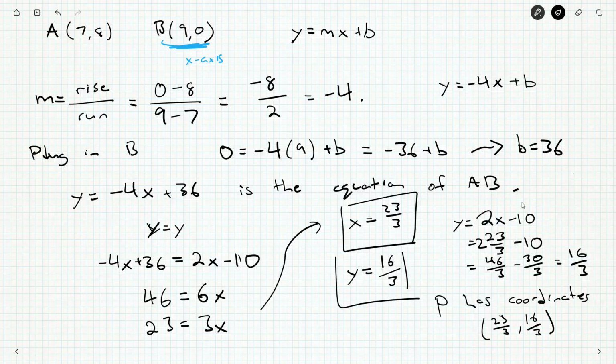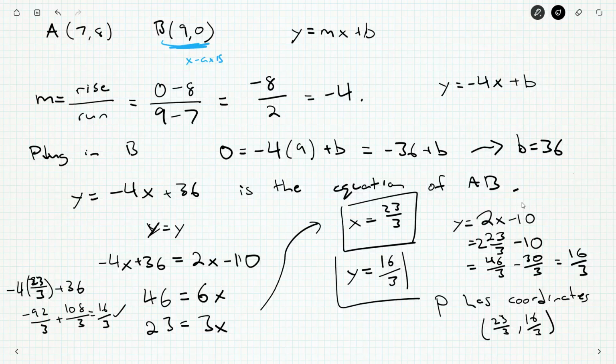Okay. Now, because the fractions had me a little thrown off, I was expecting integers. I'm actually going to double check by plugging my x value into the other equation. So we're just off to the side. Negative 4, 23 over 3 plus 36. So that's going to be negative 92 over 3 plus 108 over 3. And yeah, that's going to be 16 over 3. Okay. The x value produced the same y value no matter which equation we put in.